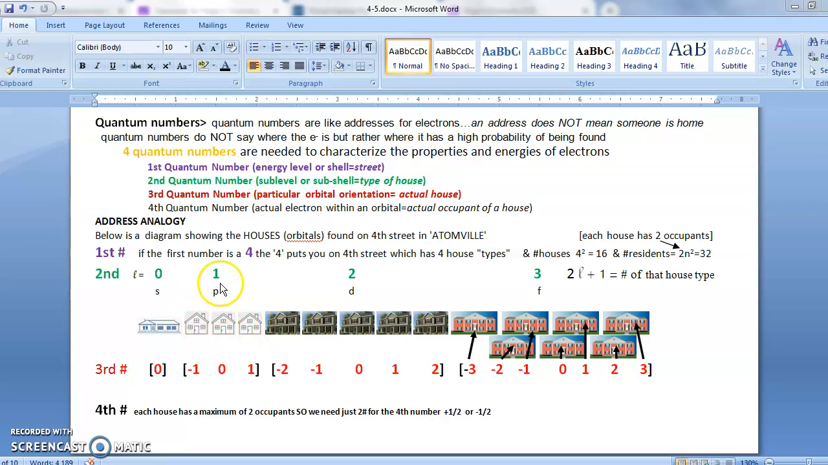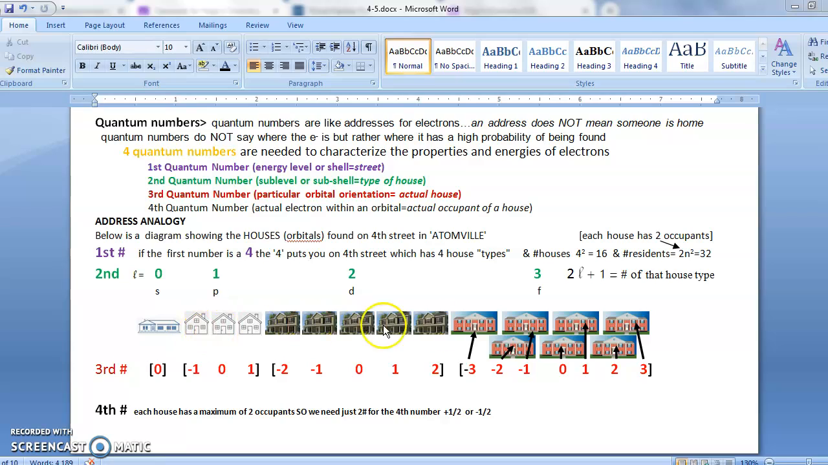When the second number is a 1, I know there's 3 houses of that type. Why? 2 times 1 plus 1 is 3. When the second number is a 2, I know there's 5 houses of that type. So the second number 2 means I'm in this house type. 2 times 2 plus 1 is 5. The number 3 means I'm in this house type, and there are 7 of them. How do I know there's 7 of them? 2 times 3 plus 1, that's 7 of them. That's the way it works.